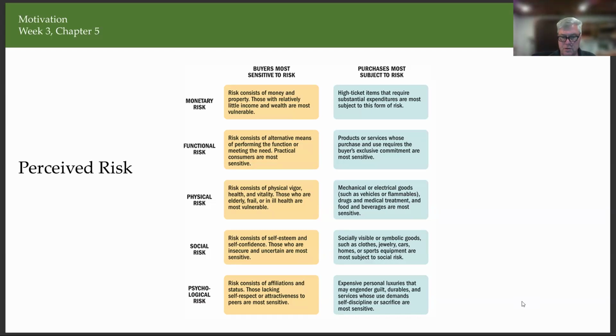And you start to see social risk, socially visible, symbolic goods: jewelry, cars, homes. These are making a social statement. So you study this chart a little bit and you can see the buyers most sensitive to the risk and the purchases most subject to the risk. And this is definitely something that consumers consider with most of their purchases.